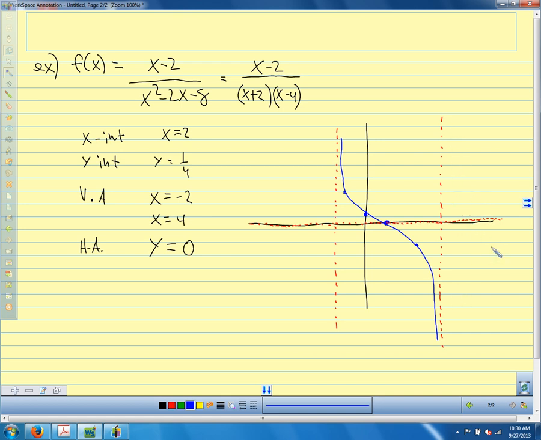Could it cross the x-axis out here somehow? No, because our only x-intercept is at x equals 2. So really all we need to do over here is decide, is it positive or negative? Over here we decide, is it positive or negative? So I'm going to plug in f of -4. I'm just plugging in -4 here and calculating, and I get -0.375. So that tells me that over here my graph does this.